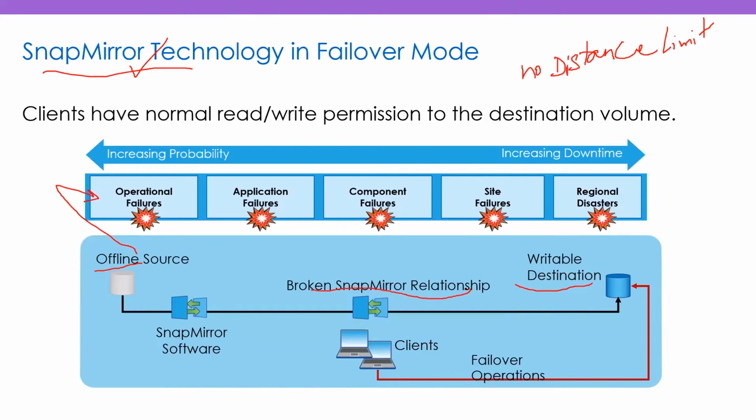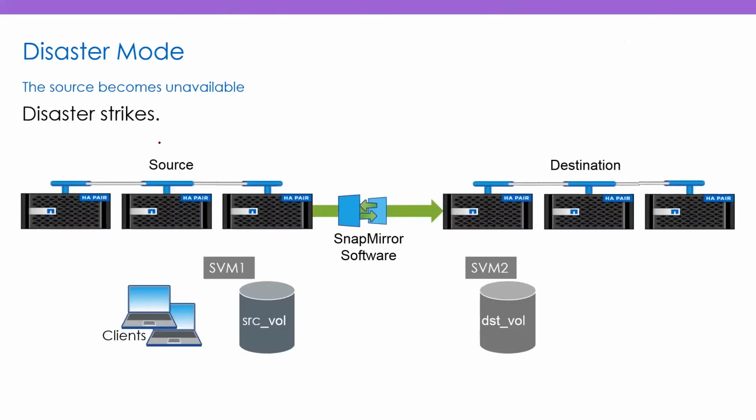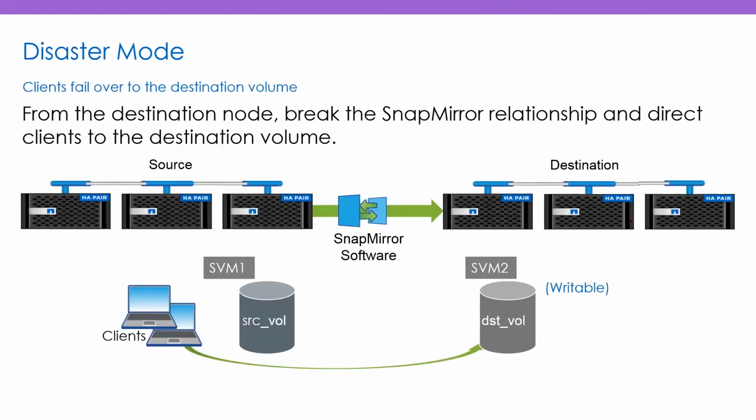The moment you break this relationship, you're simulating that the disaster strikes. The source becomes unavailable. You go to the destination, clients are reporting, oh, we can't write. Panic. You go to the destination and you break the relationship. Please, very important: you have to be on the destination node in order to break. It's quite logical if you think about it, because the source is not even accessible, it's offline. So come to the destination, break the relationship, and direct the clients to now use it.